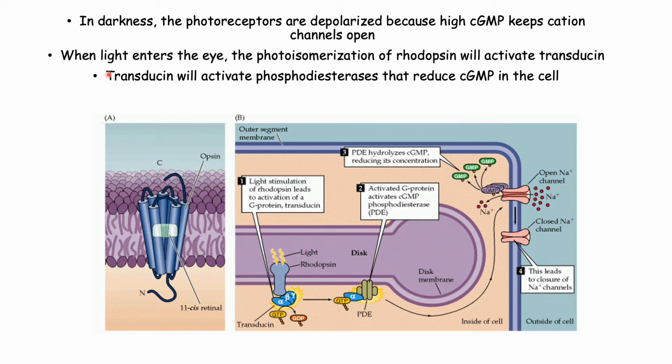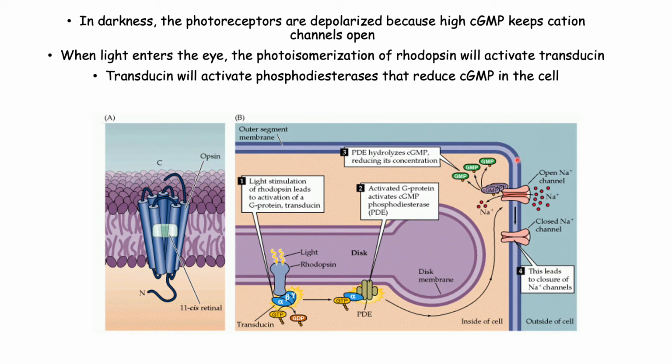When light enters the eyes, the photoisomerization of rhodopsin will activate transducin. The photoisomerization of rhodopsin is what we just described, from the 11-cis formation of retinol to the all-trans configuration, which will release the opsin molecule. And this will activate transducin. Transducin is important because it will activate phosphodiesterases to reduce cyclic GMP inside the cell.